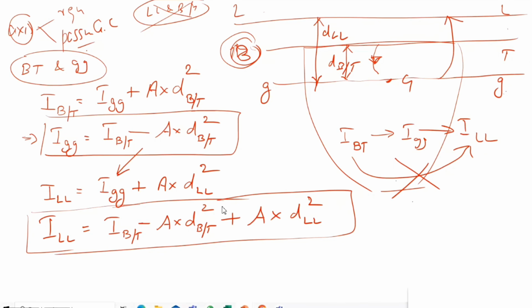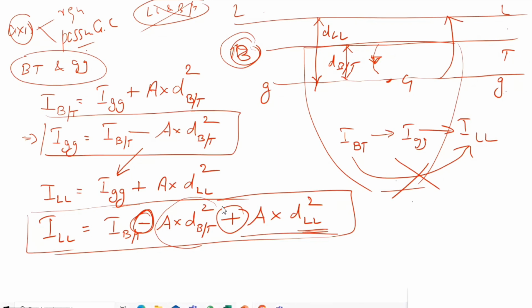In the theorem of parallel axis, one axis has to be through the geometric center, otherwise the theorem of parallel axis does not apply. That's why we have to come in reverse: come to GG and then go to LL. When you come to GG, A into DBT square will be subtracted. Then again we have to go up, then A into DLL square is added, right?